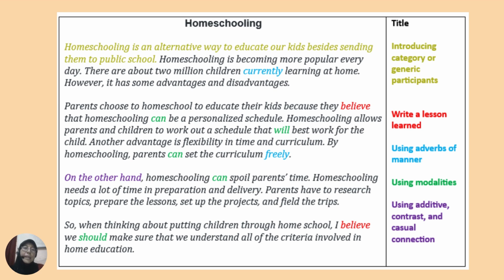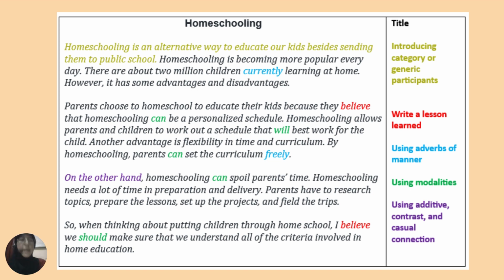The language features in discussion text are introducing category of generic participants, then writing a lesson learned, and then using adverb of manner, then using modalities, and also using additive, contrast, and causal connection. Let's get the first. The first is introducing category or generic participant. Here in this language feature, I show it with this color, yellowish green. And this sounds: homeschooling is an alternative way to educate our kids besides sending them to public school.